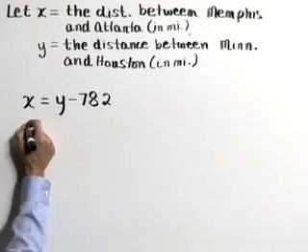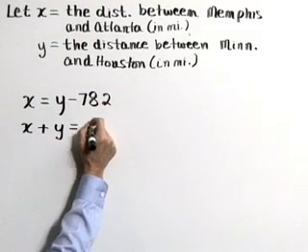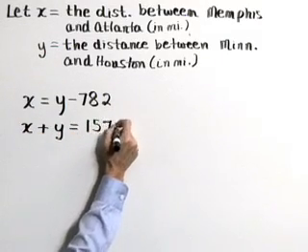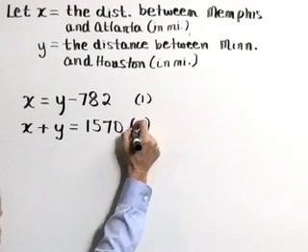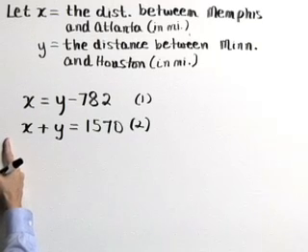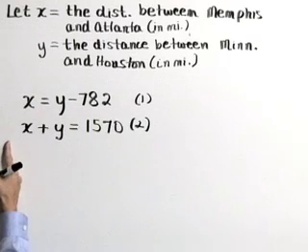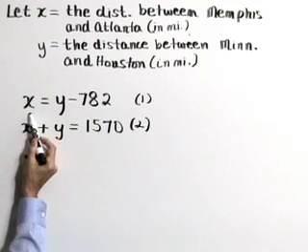So total means to add these together. x plus y is equal to 1,570 miles. Let's call these equations 1 and 2. So we've written our system of equations. Now let's solve this system in step 4. I'm going to use the substitution method since we have x already isolated.